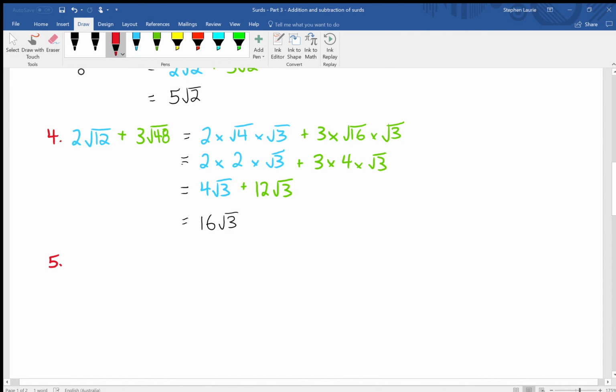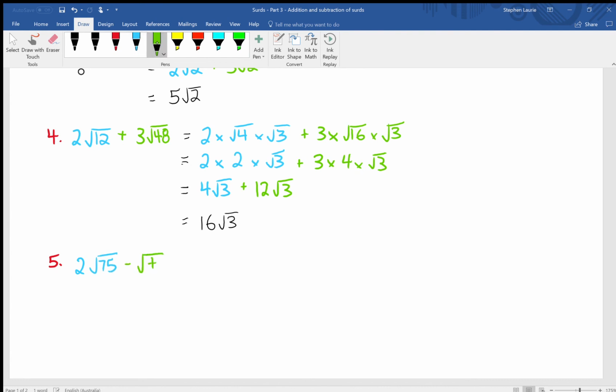Alright, once again, we'll do it in separate colours. We might even use 3 colours for this one, because this one has 3 terms. So 2 root 75 minus the square root of 45 plus 2 root 20. Alright, so let's just focus on the blue, one bit at a time. Okay, 2 root 75.